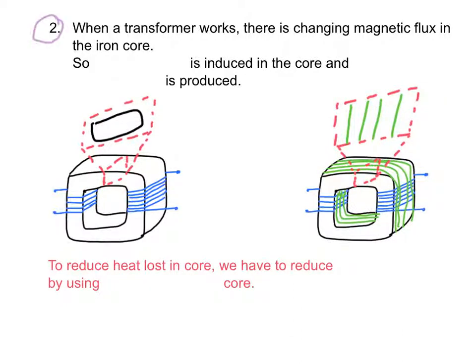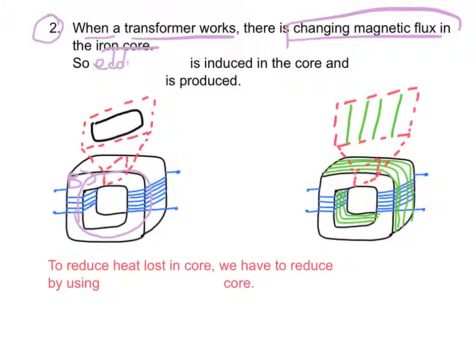Another way of energy loss as heat in a transformer is that when a transformer works, there is changing magnetic flux in the iron core. So, we have eddy current induced in the core. Therefore, the eddy currents will produce heat, and heat is produced in the iron core.